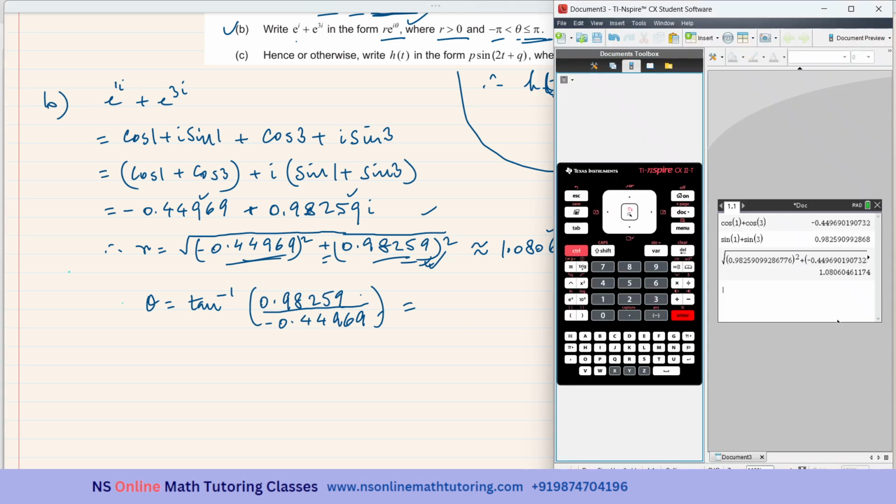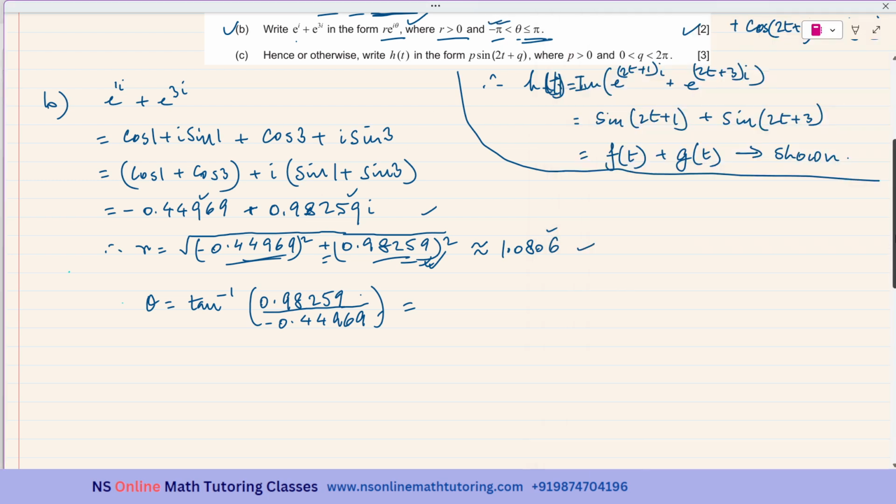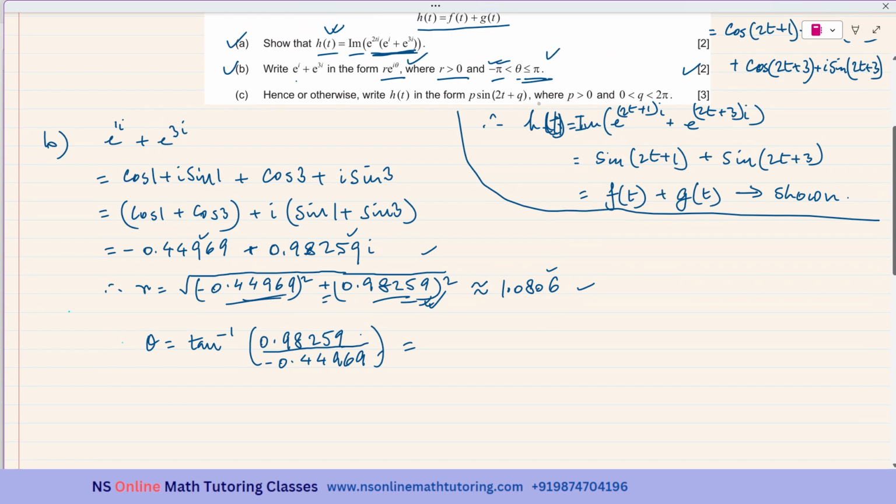Okay. So, it is tan inverse of 0.98259 over negative 0.44969. Enter. We are getting a negative value for theta. Yes, of course, we can get a negative value for theta because theta is between negative pi and positive pi. So, theta can be a negative angle.